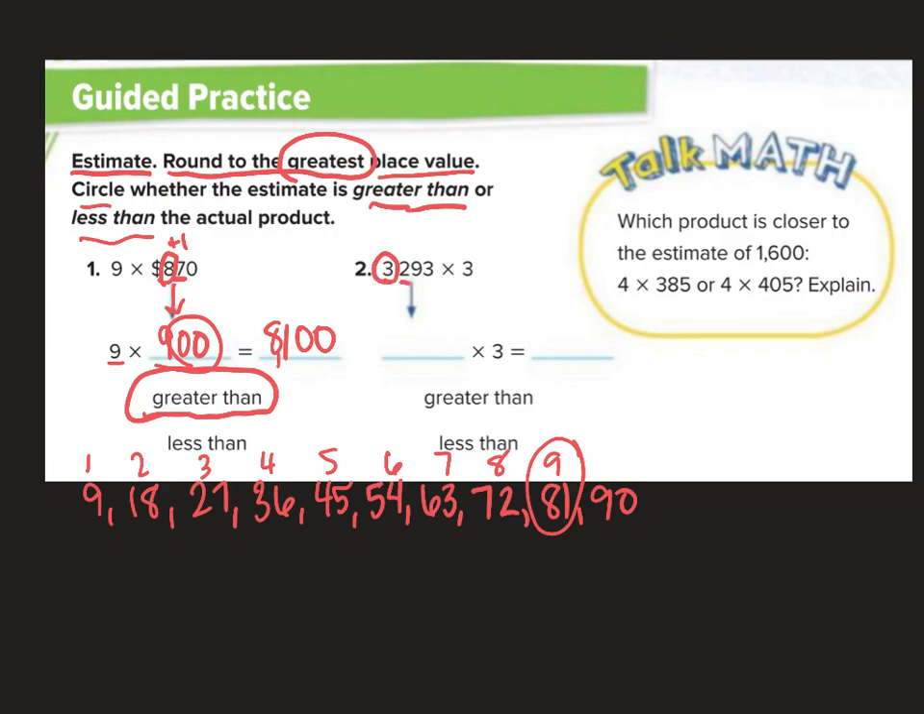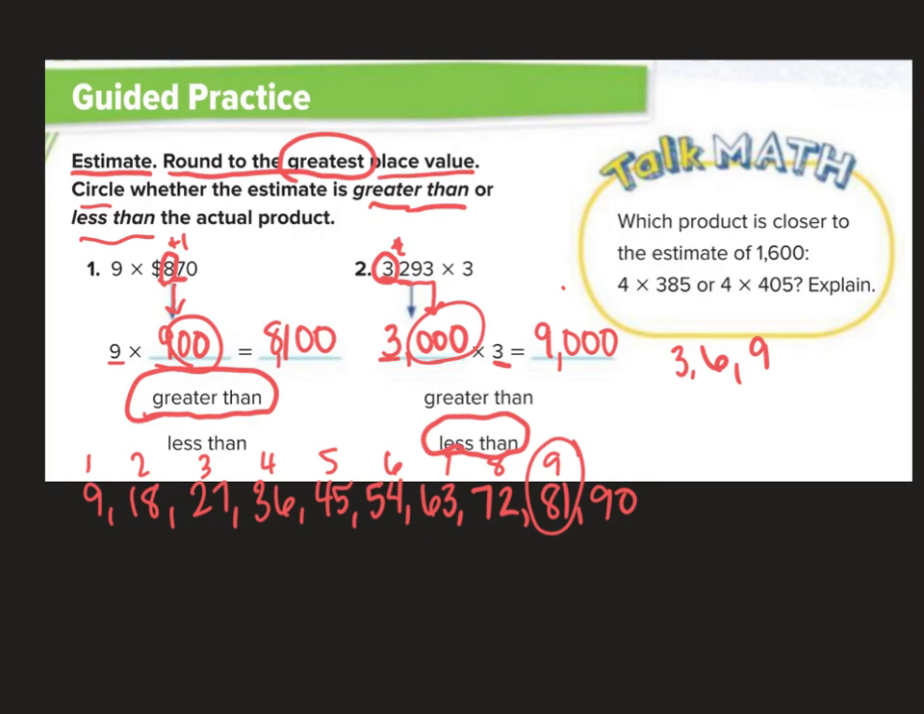So I'm going to circle the thousands, underline the hundreds. So I need to not add 1. 2 tells me keep it the same. So I'm going to round this one to 3,000. Okay, 3 times 3 is 3, 6, 9. 3 zeros, 9,000. So I went from 3,293 down to 3,000. So that means my estimate is less than the actual answer.